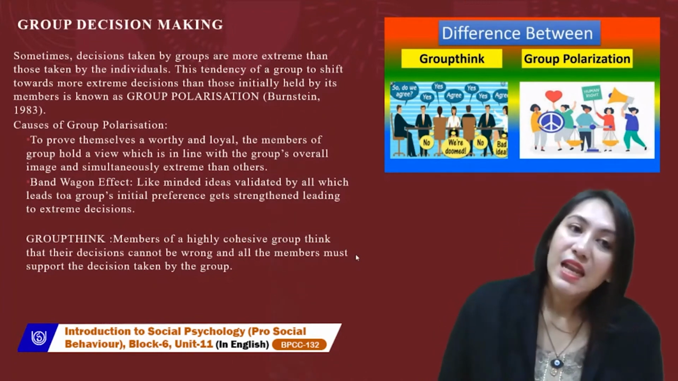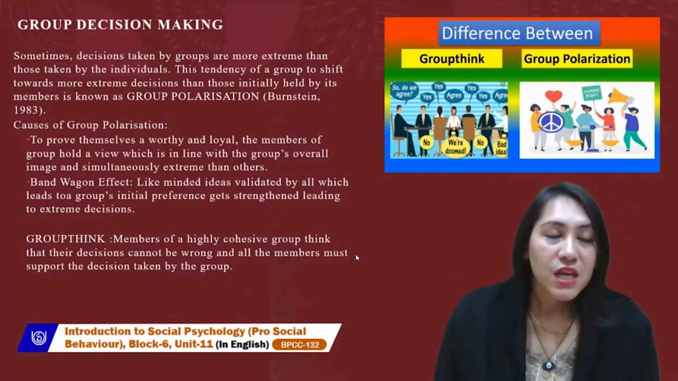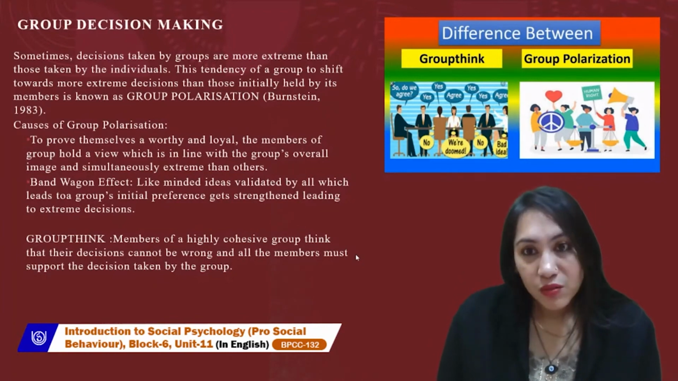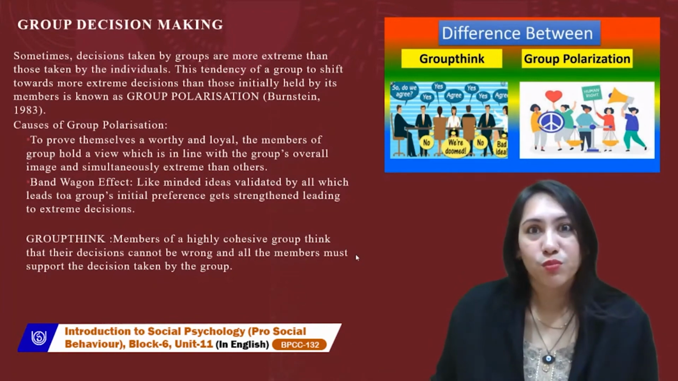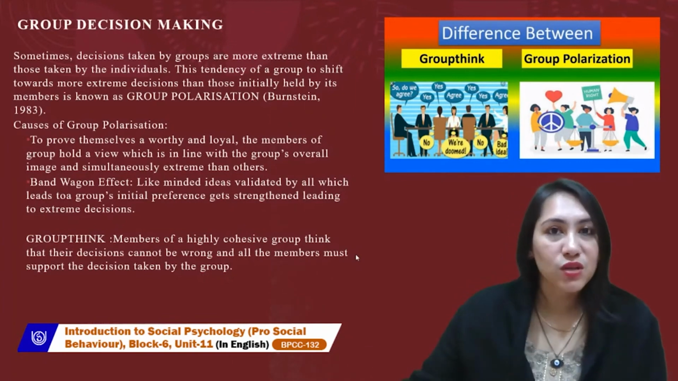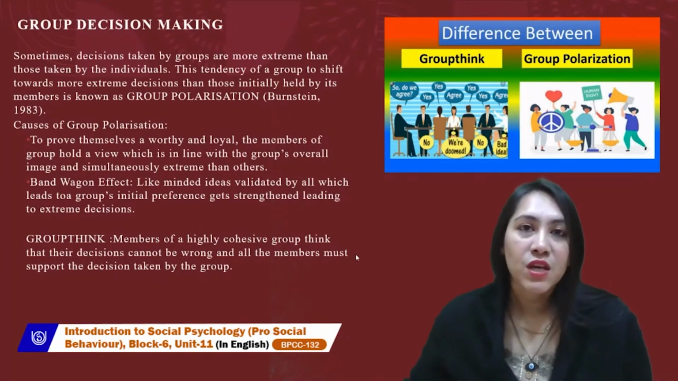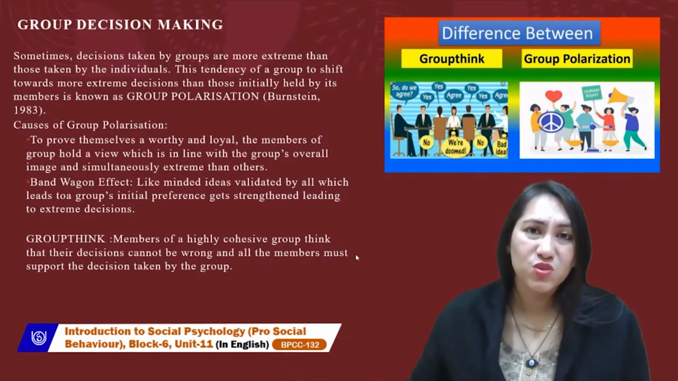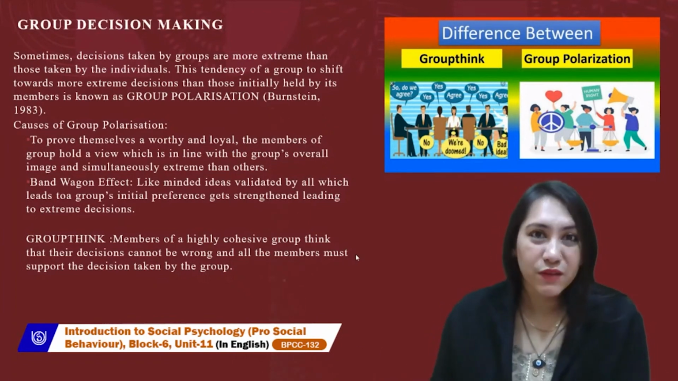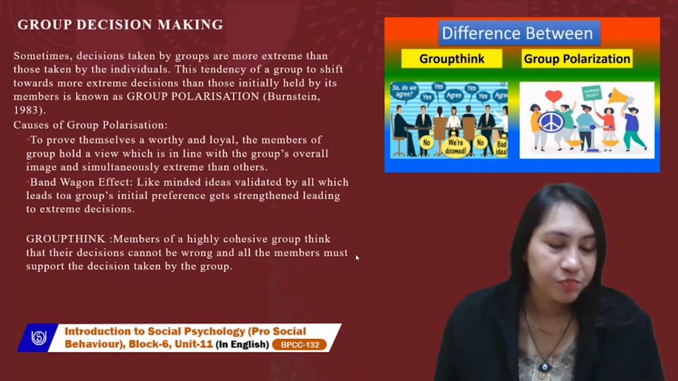Now, coming to group polarization, what are the causes for it? The cause is that to prove ourselves worthy and loyal, we want to prove to our group members that we are loyal to you. So we hold the same decision line and we feel that you are correct. So we will also go with the same group decisions that you have formed. So it's an extreme decision because you don't want to be an outsider from the group. You want to feel loyal. You want to feel a part of the group all the time.